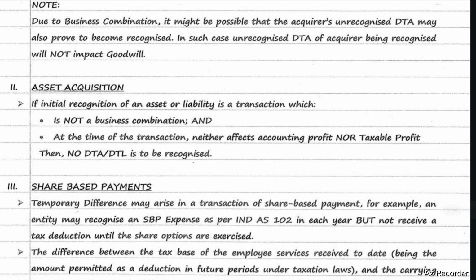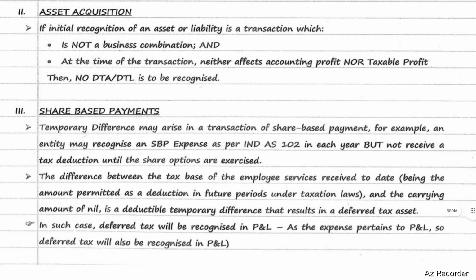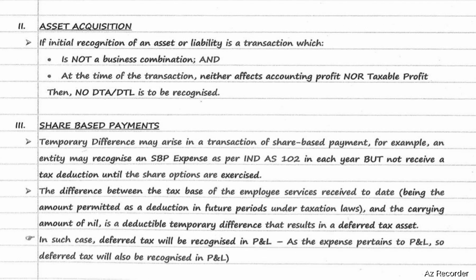In case of share-based payments, a temporary difference may arise. For example, an entity may recognize a share-based payment expense as per Ind AS 102 in each year, but not receive a tax deduction until the share options are exercised. The difference between the tax base of employee services received to date, being the amount permitted as a deduction in future periods under taxation laws, and the carrying amount of nil is a deductible temporary difference that results in a deferred tax asset. In such a case, deferred tax will be recognized in P&L as the expense pertains to P&L. So deferred tax will also be recognized in P&L only.